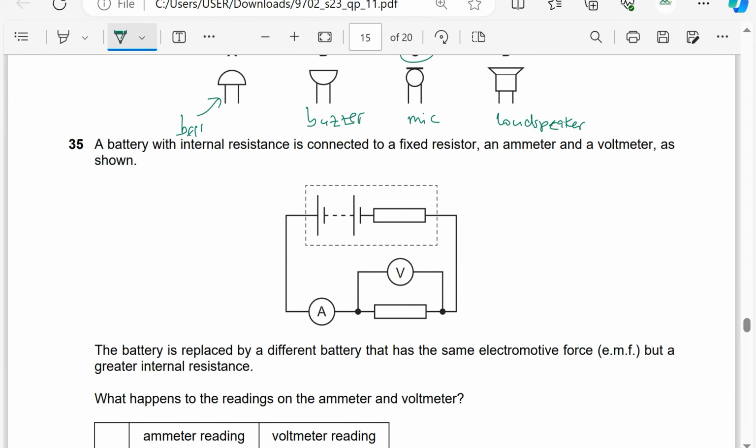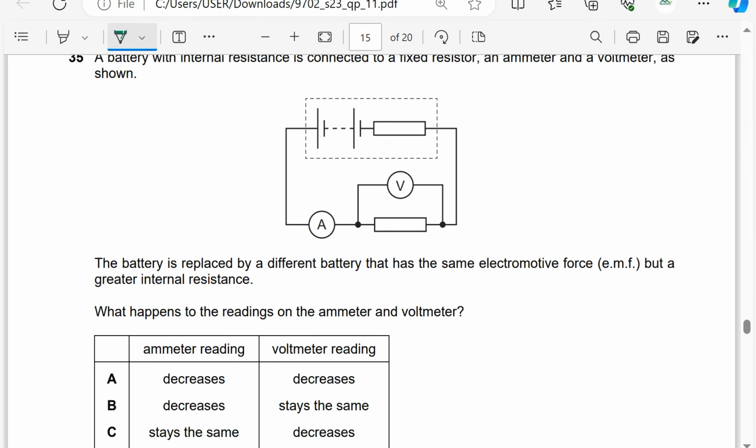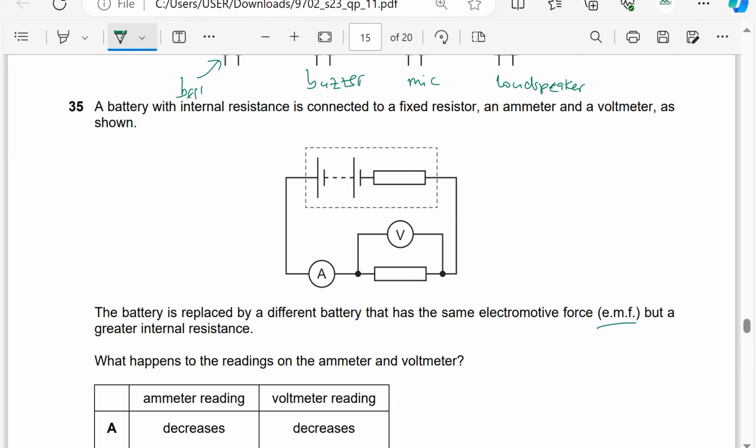A battery with internal resistance is connected to a fixed resistor, an ammeter, and a voltmeter as shown. The battery is replaced by a different battery that has the same EMF but a greater internal resistance. Same EMF, greater internal resistance. What happens to the readings on the ammeter and the voltmeter?